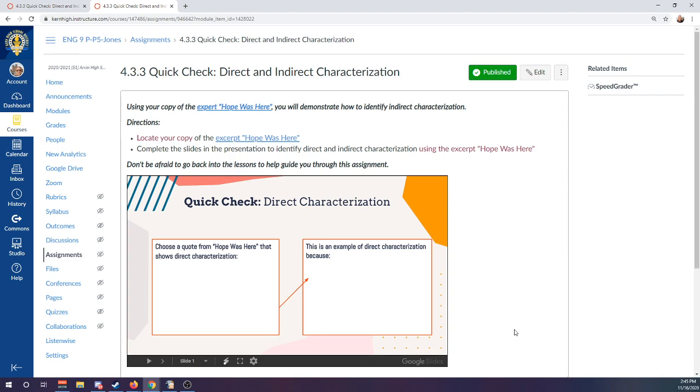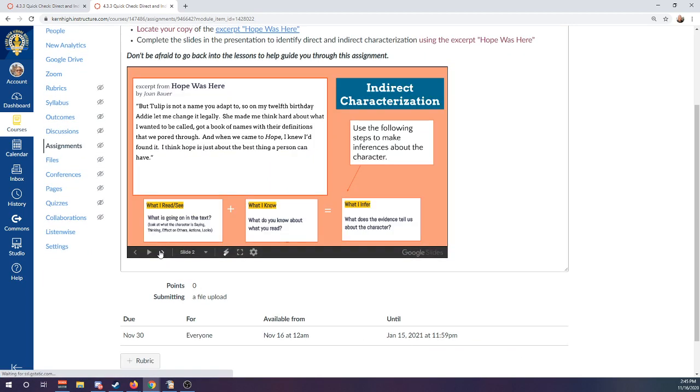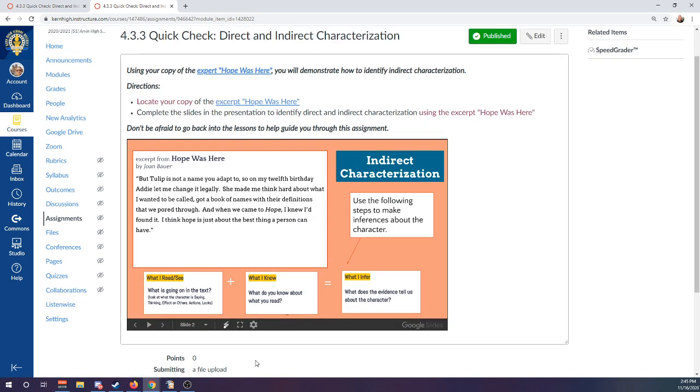But for this activity, what I need you to do is choose a quote from the story that you've read, from Hope Was Here, that's an example of direct characterization. So you are going to find a part where the narrator tells you who Hope is. You'll have a copy of this document to fill out on your own. You'll copy that quote and put it right here, and you'll explain, this is an example of direct characterization because, and then explain your answer here in the box. And then I'm going to have you do it again.